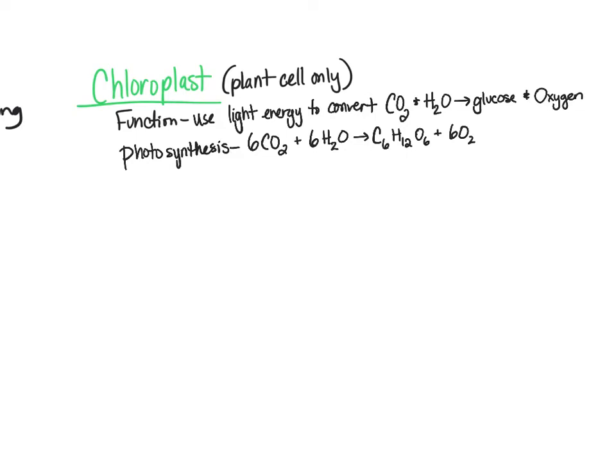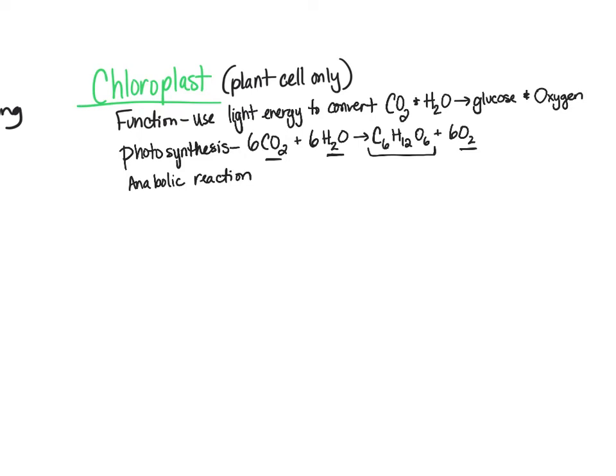We're not going to go into too much detail, just to say that it is an anabolic reaction. So we're taking these smaller molecules, carbon dioxide and water, and converting them into a more complex molecule like glucose, and then the byproduct of that is oxygen. For plants, their waste product is oxygen. So they want carbon dioxide, they want water, and what they make is glucose, and their waste product here is oxygen.